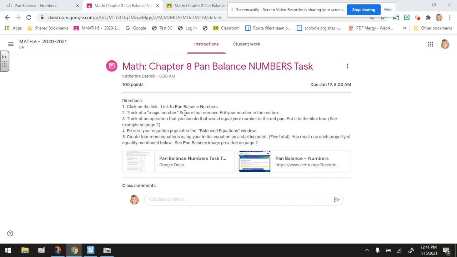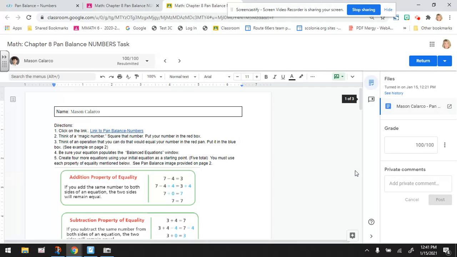So when you open this up in Google Classroom, make sure you read the directions. You want to click on your copy. Mason was nice enough to let me have permission to view his copy of it. So this is his copy. The first thing you want to do when you open it is put your name in the little box. And let's look at the directions.